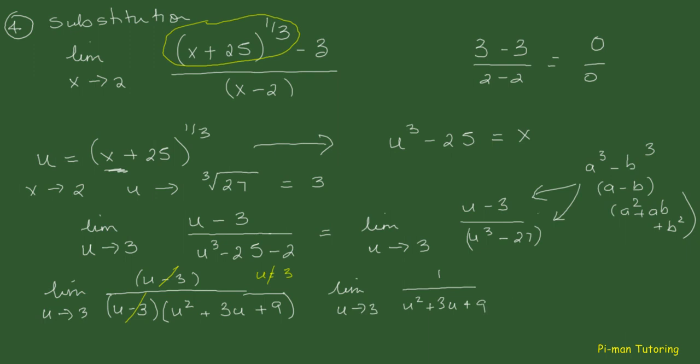And now, because we've eliminated the problem factor, we can just feed in the value of 3, and we get 1 divided by 9 plus 9 plus 9, 1 divided by 27. And so the limit of the function as x tends towards 2 is 1 divided by 27. Again, if you want to verify that for yourself, feed the original equation into Desmos and take a look at what happens. Okay, so there's 4 techniques.